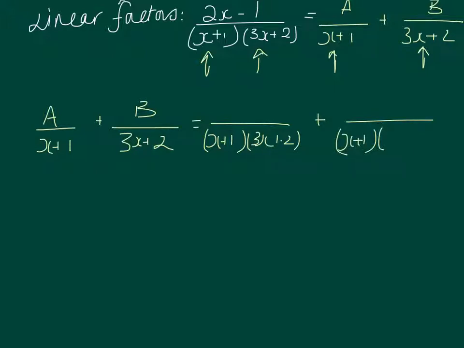Now, that's my common denominator. What did I have to do to the first fraction to get that? I needed to multiply the denominator by 3x plus 2, so I need to do the same to the numerator.